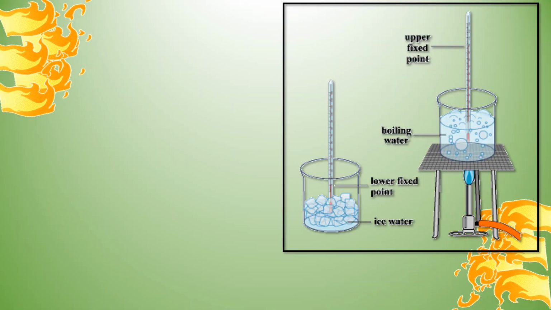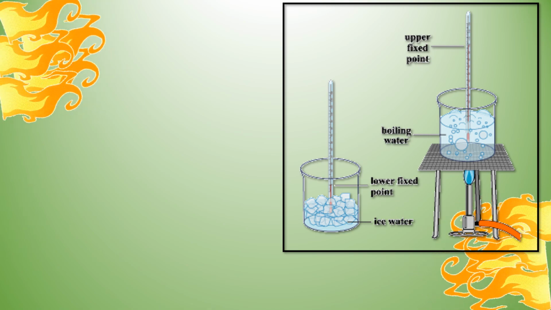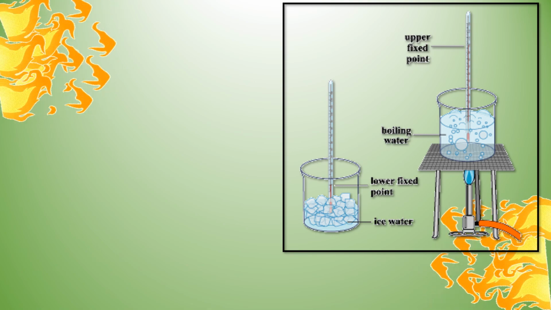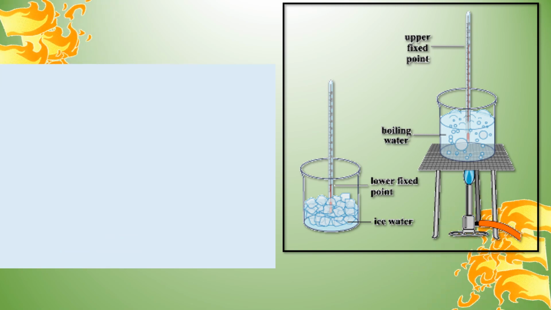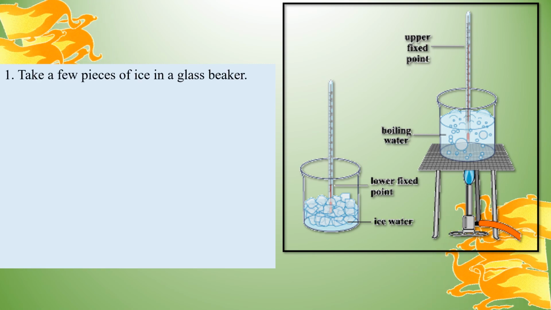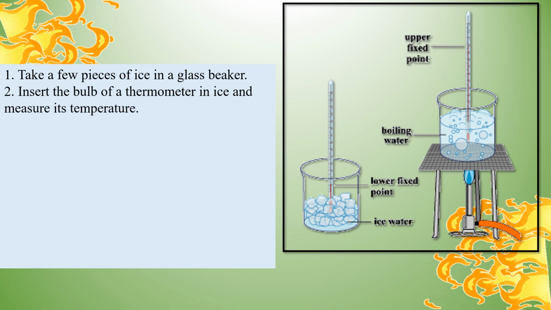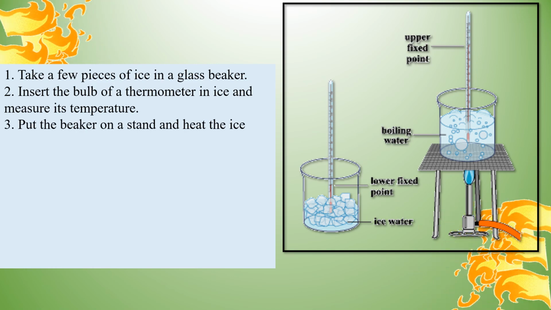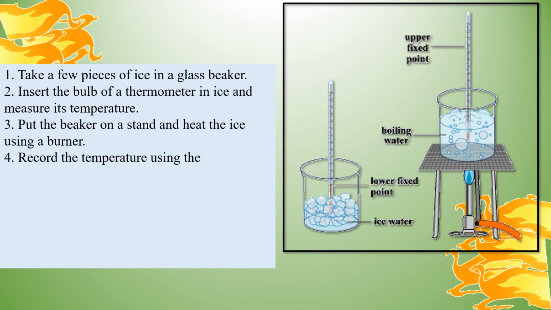Now for what we learned right now, how the phase of the state of matter changes, in order to understand the next part of the chapter, you have to take a few ice cubes. Okay, take a few pieces of ice in a glass beaker. Insert the bulb of a thermometer in ice and measure its temperature. Then put the beaker on a stand and heat the ice using a burner. Record the temperature using the thermometer after every minute.